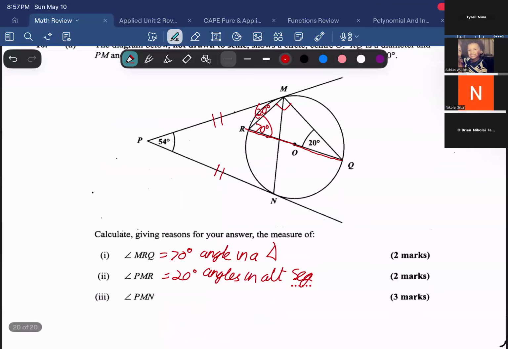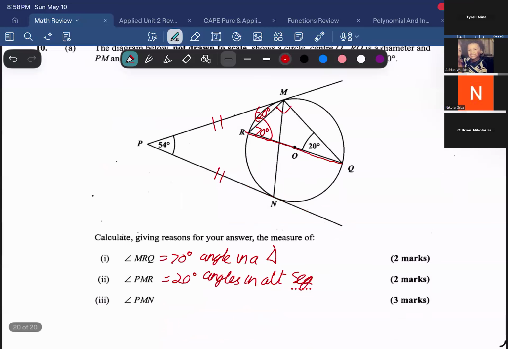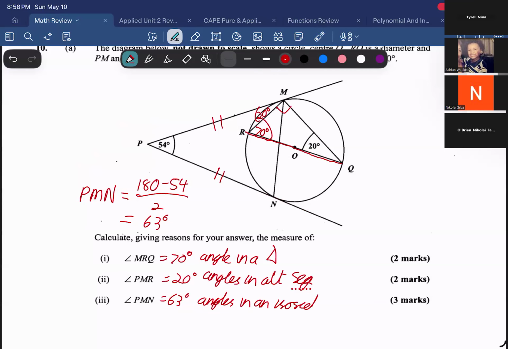Waiting for somebody to notice that. Excellent. So if this is equal to this, then PMN is equal to 180 minus 54 over 2, which is 180 minus 54. That's 126 over 2, 63 degrees. Right? This is 63 degrees. This is angles in an isosceles triangle. Very good. Right? So you always look to see what you could apply. Yeah? Very good.